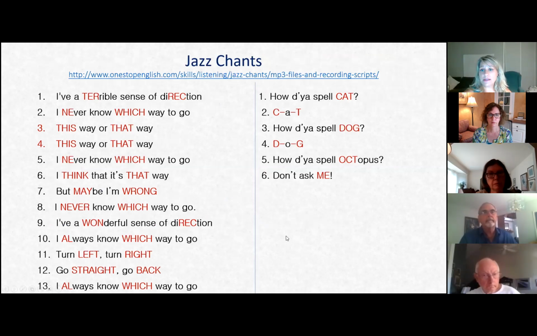Okay, jazz chants then are helpful too because there's a whole list of them and you can hear them. And basically these are just little sentences, little poems that really focus on some of that stress, okay? I have a terrible sense of direction. So it's really focusing on what the speaker is trying to convey and the meaning that they're trying to state. So these are little jazz chants, and here's a link for you that you can use with your student.